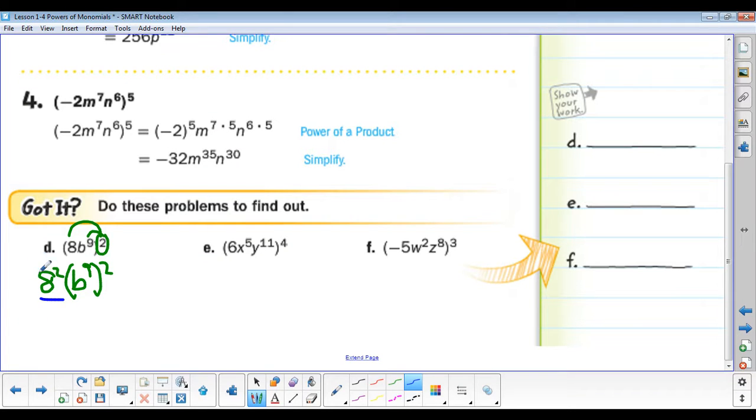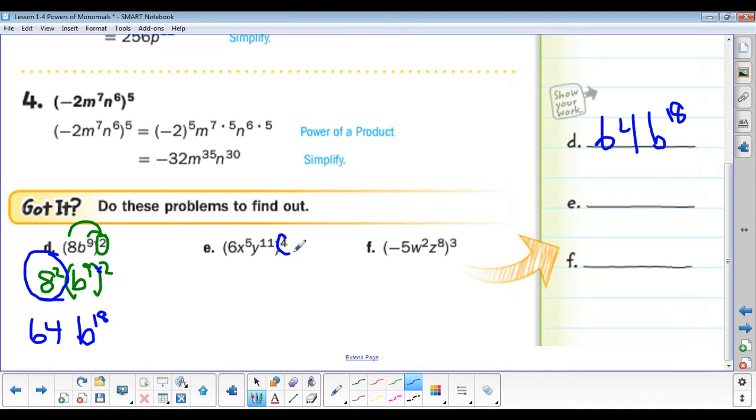Though, like I told you before, I'm totally okay with you leaving it as 8 squared. But for the sake of this problem, it's a small exponent. Let's just make it 64. And here, b to the 9th squared, that's the property we just went over, the power of a power. So I'm going to multiply the exponents to get b to the 18th power. So my answer is 64, b to the 18th.